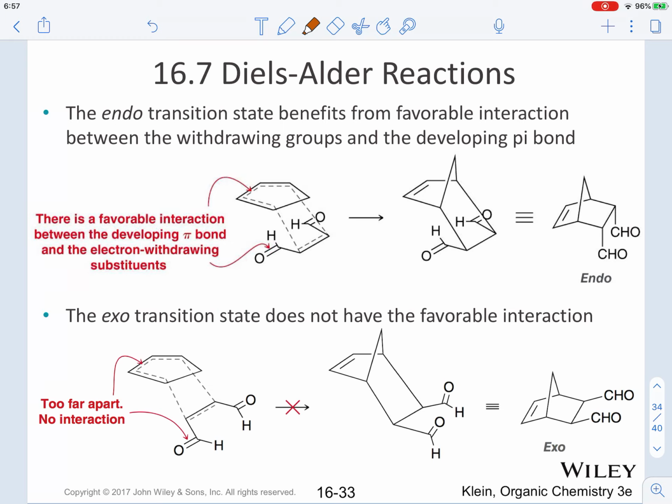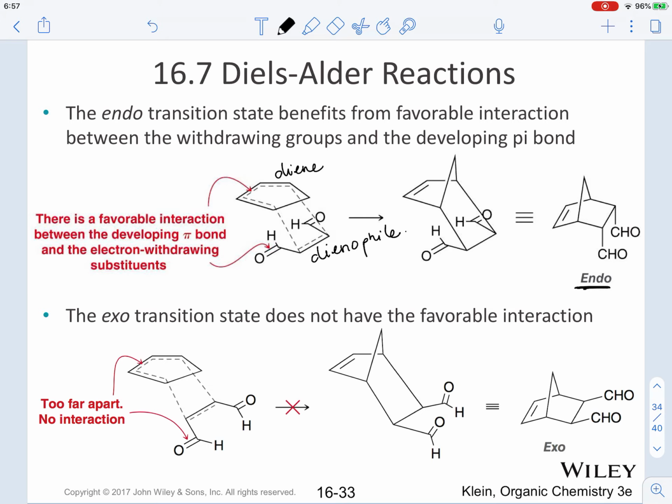Understand that the reasoning behind why the endo product is more favorable is because the endo transition state is going to favor a more favorable interaction between the withdrawing groups and the developing pi bond in the system. And as you can see here in the first figure, we have the transition state that is developing in between the diene and the dienophile. Because of that favorable interaction between the developing pi bond and the electron withdrawing group, the endo product is going to be more favorable.